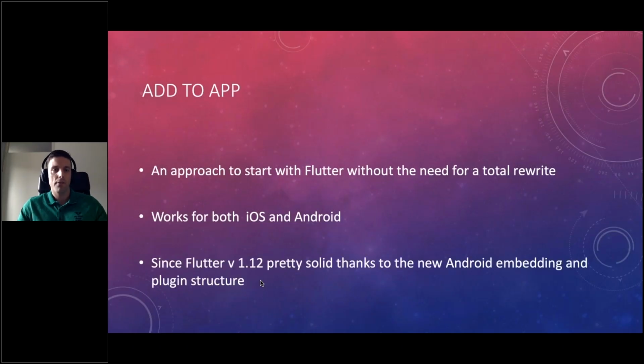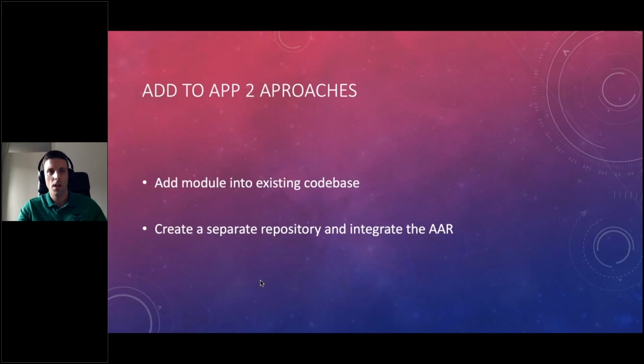Since Flutter version 1.12, the add-to-app approach has become pretty solid. If someone tried it before that version, it was a bit more difficult, but since version 1.12, they have a really nice plugin structure and also great embedding, which makes your life quite easy. There are two ways to add a Flutter module into your app. The first is creating the module inside your existing code base and linking it together. This is also the thing that I want to show you when I go into more detail.